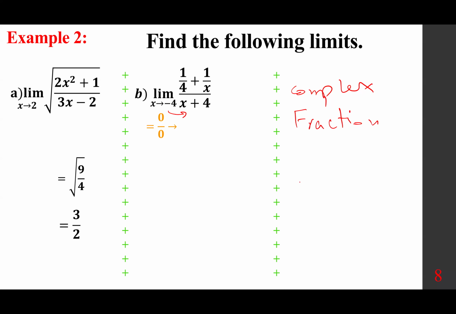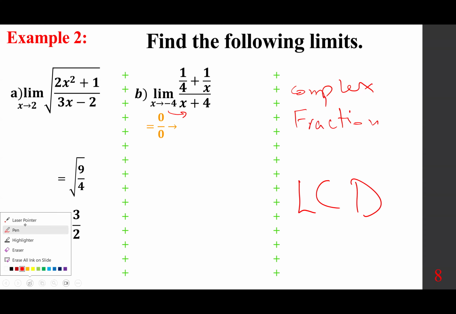And the algebraic technique is LCD. You have two fractions at top. The LCD is 4x. You are going to multiply and divide by 4x because this expression must be 1. Otherwise, you can't just multiply the top.